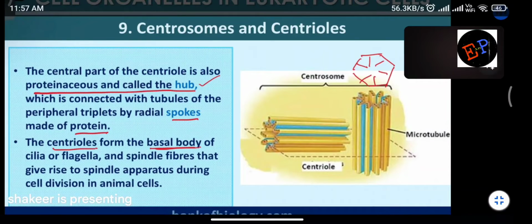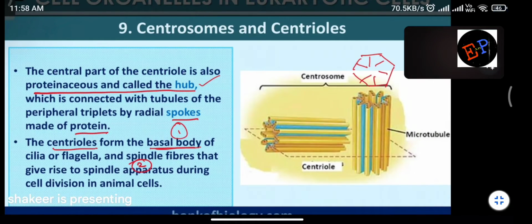And one more function is they are responsible for forming the spindle fibers also. And where are these spindle fibers responsible? They have function in the case of cell division. Okay, ma? When cells divide, we require fibers which are called spindle fibers. And for the formation of spindle fibers, centrioles are responsible. And for the formation of basal bodies also, centrioles are responsible. Are you able to understand, ma? So two functions of centrioles. One is formation of basal body. Second one is forming of the spindle apparatus.